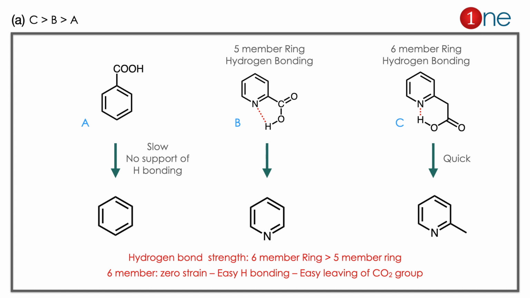So the hydrogen bonding stability is proportional to CO2 leaving ability. The CO2 leaves easily if the hydrogen bond forms better. So C forms better, then will come B. A will be the least one. So the answer will be C is the first one, then B, the last will come A. Here the concept you have to learn is that a 6-member ring is less strained than a 5-member ring. So 6-member ring hydrogen bonding helps the CO2 to leave better.